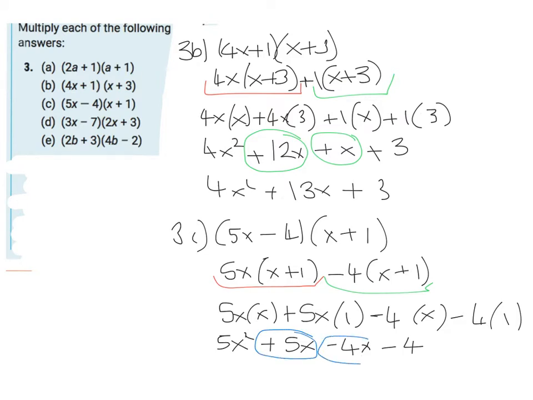I can collect these two like terms together. So my answer is 5x squared plus x minus 4. Okay, let's get rid of that one.